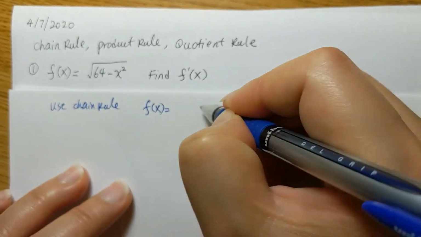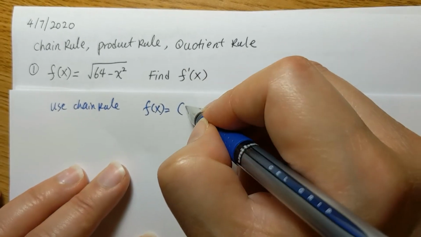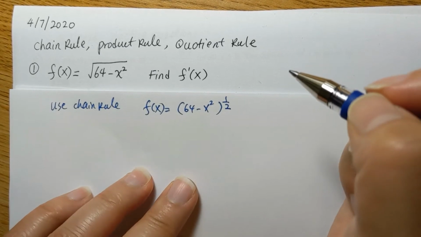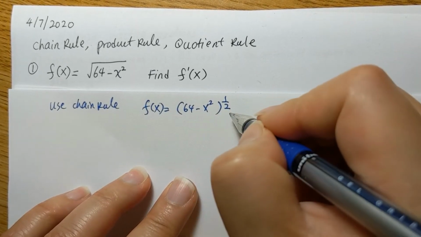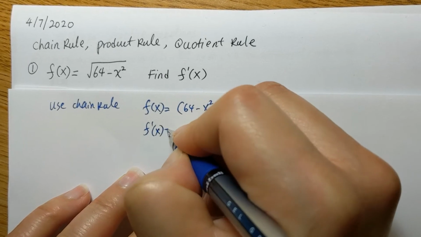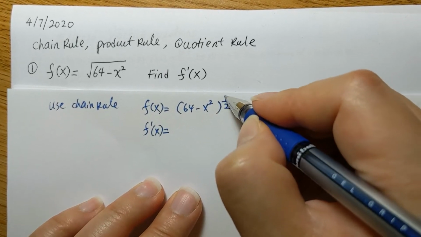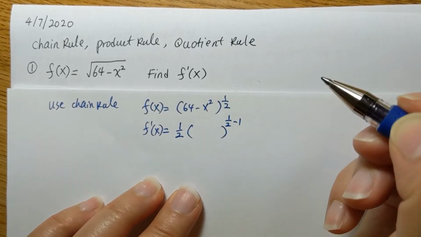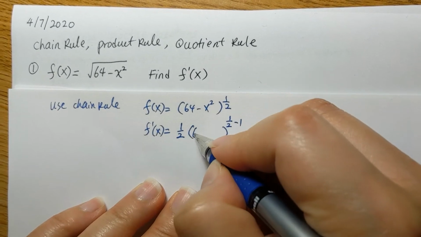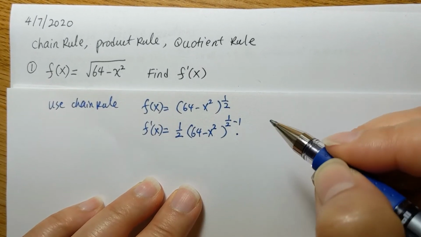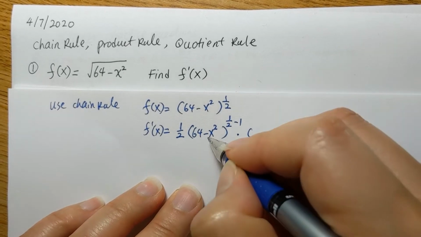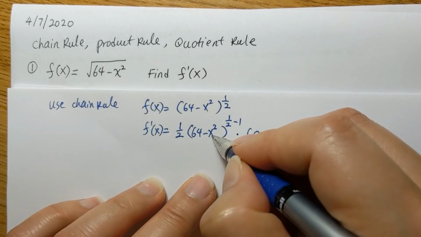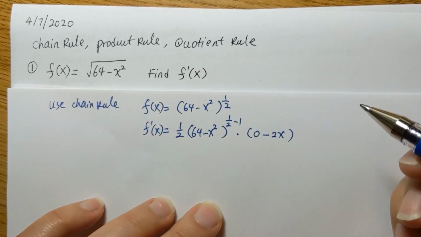For f of x, the 64 minus x squared is the inner function, so the outer function will be something to the half. In order to use the chain rule, we have to rewrite it this way. Now f prime of x: we use the exponent, bring it to the front, and subtract 1 from the exponent. Then we write the 64 minus x squared. As soon as we finish, we multiply by the derivative of the inner. The derivative of 64 is 0, and minus the derivative of x squared is 2x.